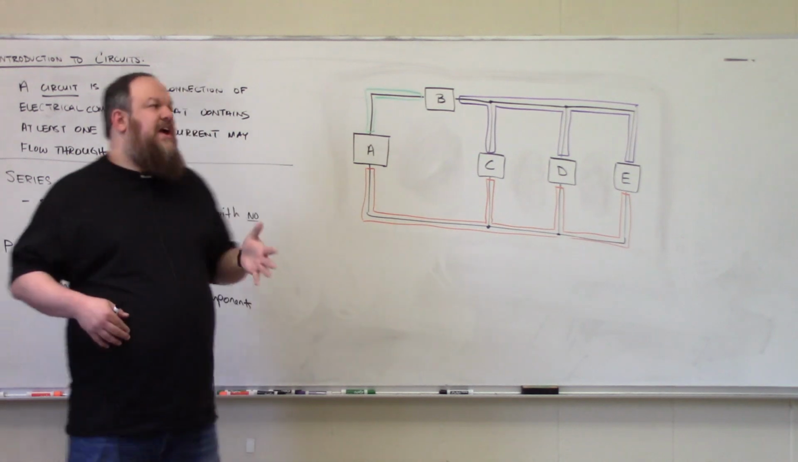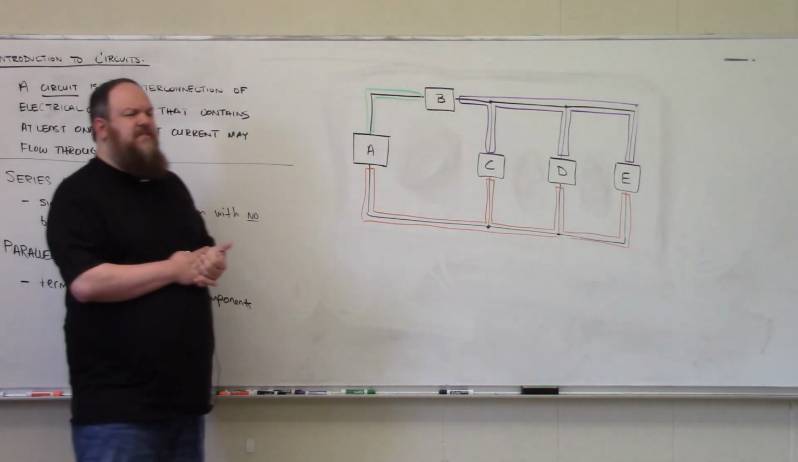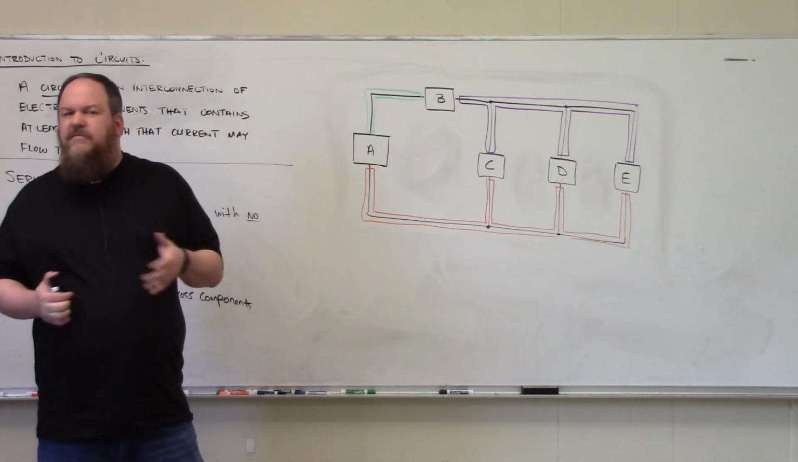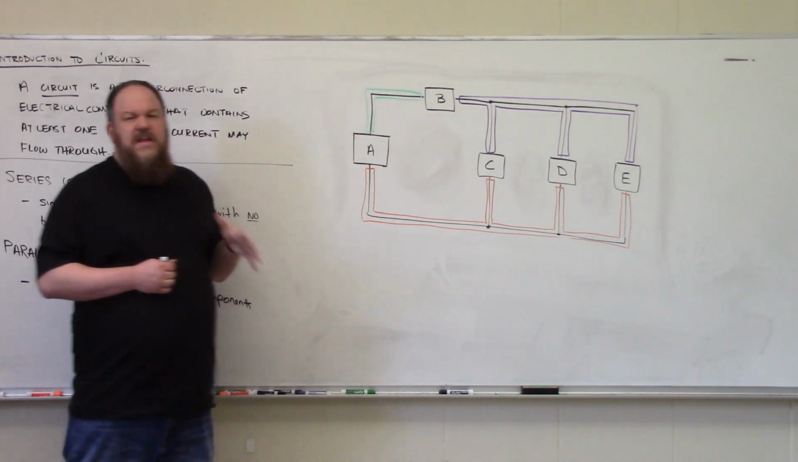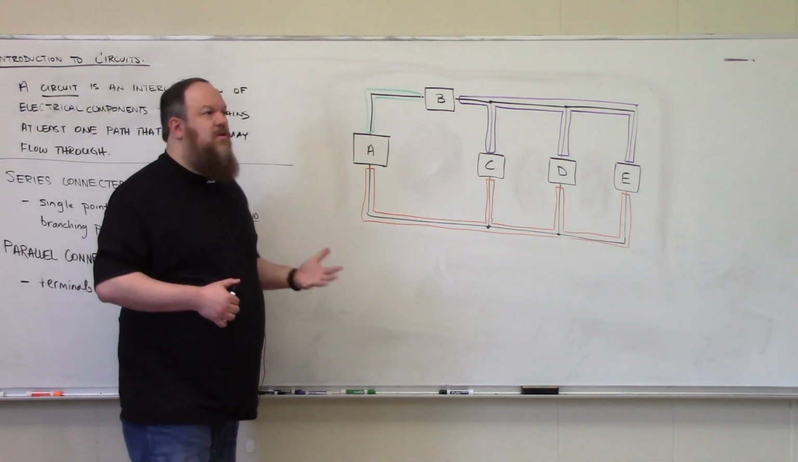So these are the two types of characterized connections. Now, something that a lot of students tend to struggle with at the beginning of a circuits course is that there really is a third option, and that third option is neither series nor parallel.